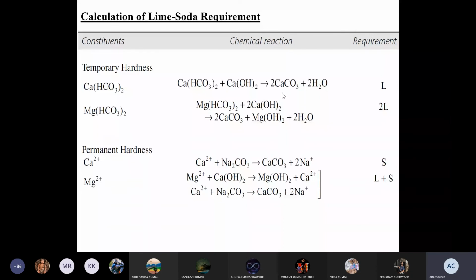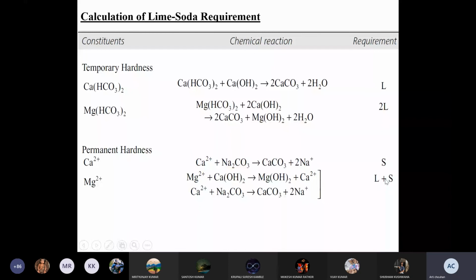In the lime and soda process, on that slide, the first row gives the constituents, the middle row gives the chemical reactions, and the last row gives the requirements of lime and soda. L is denoting the lime and S is denoting the soda. Okay, requirement of soda: how many moles of lime and soda are required for that particular chemical reaction, referring to that particular substance.